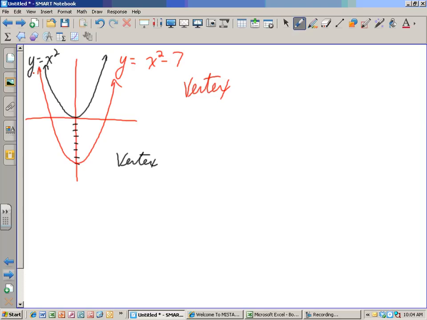At what point does y equals x squared change direction? This one right here. Nick? 0. At 0. And actually that point is 0, 0. And so the vertex is at 0, 0. Can you tell me what the vertex is of that red parabola? 7, 0? Not negative 7, 0. 0, negative 7.